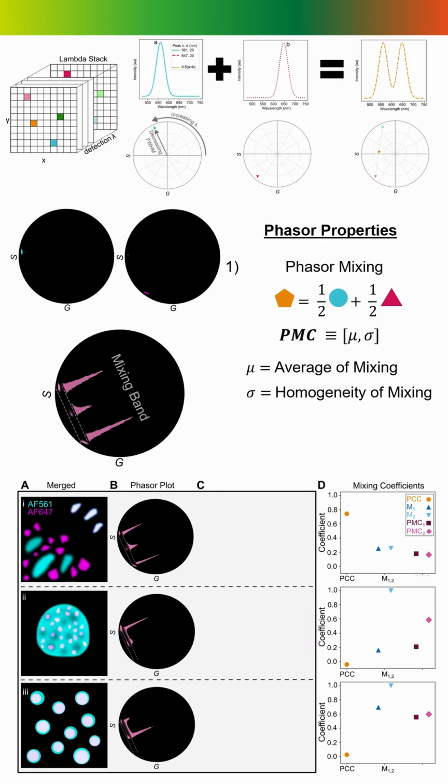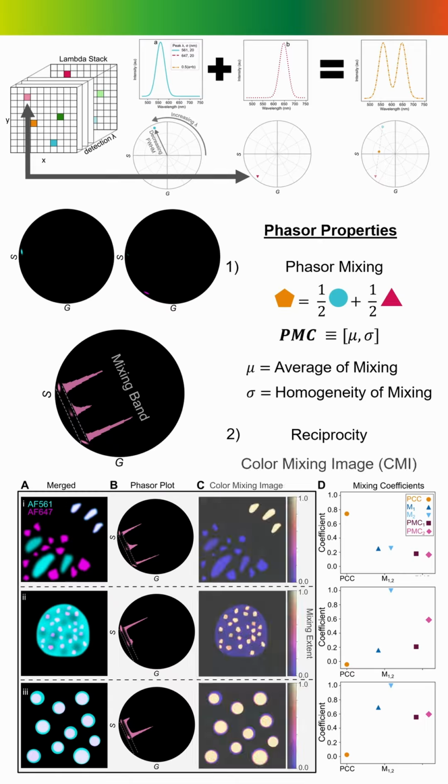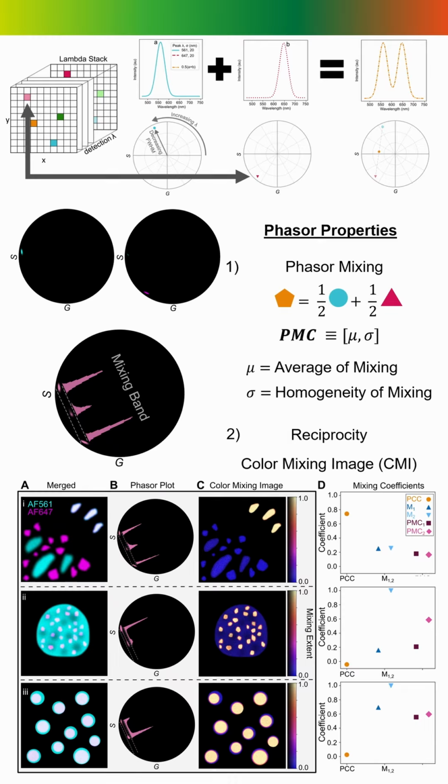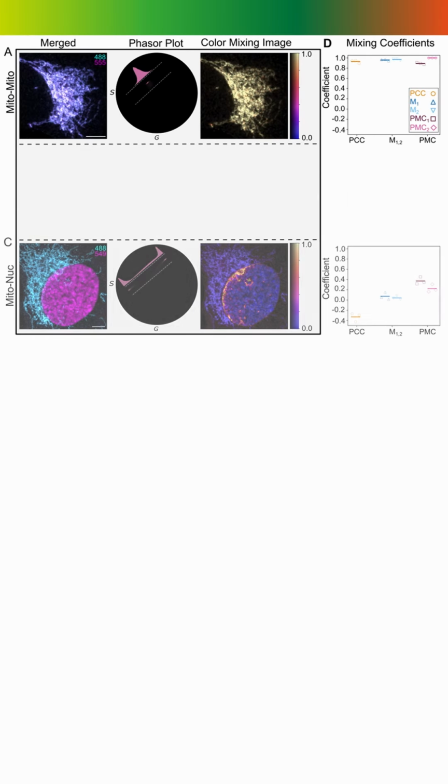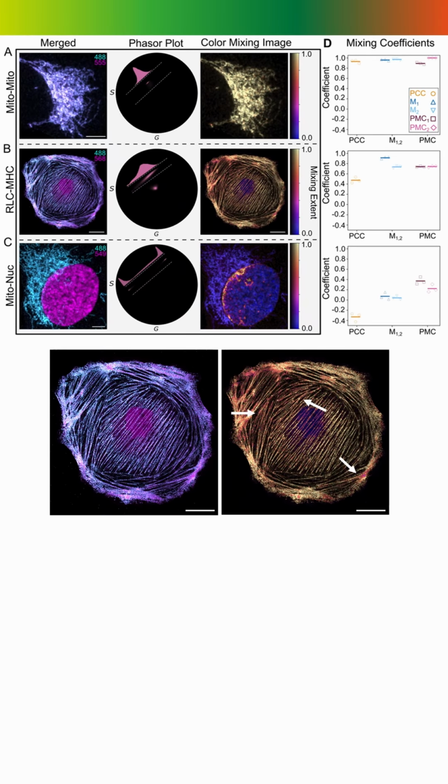However, we went even further. The second important property of phasors is that they exhibit reciprocity, meaning that each phasor point corresponds to exactly one pixel. We defined a second output using this, mapping the mixing back onto the image to create the color mixing image. This is a powerful tool, which visualizes precisely where mixing occurs in the sample, a tool that other colocalization metrics simply don't provide. We validated PMC using examples of expected association: quasi-complete, negligible, and moderate. This last example highlighted the diversity of mixing that the CMI can visualize.